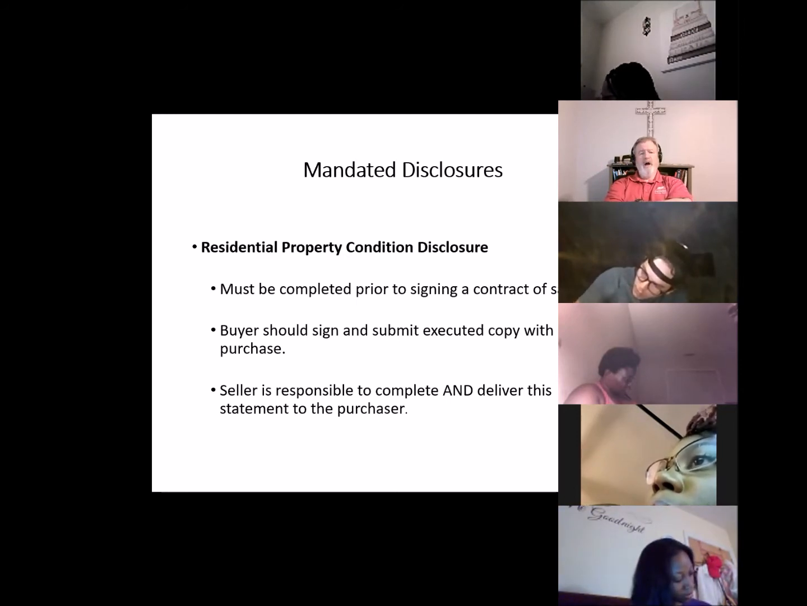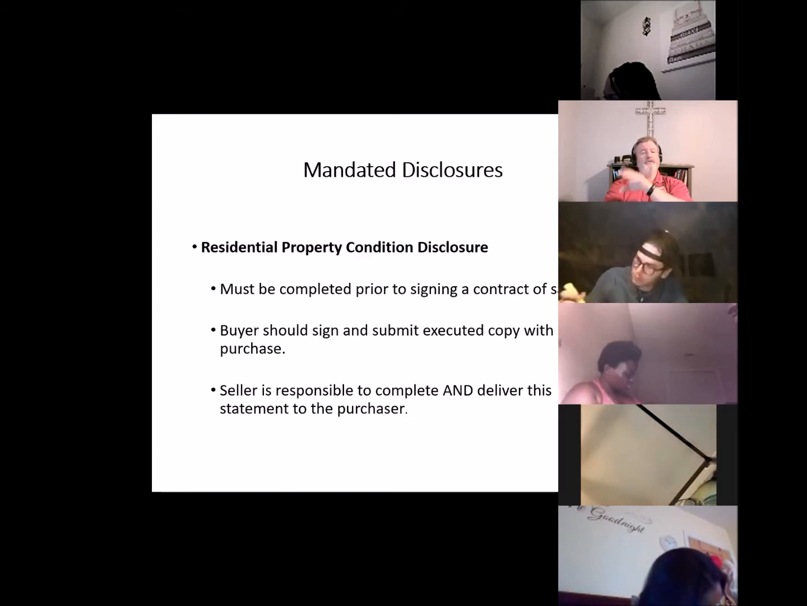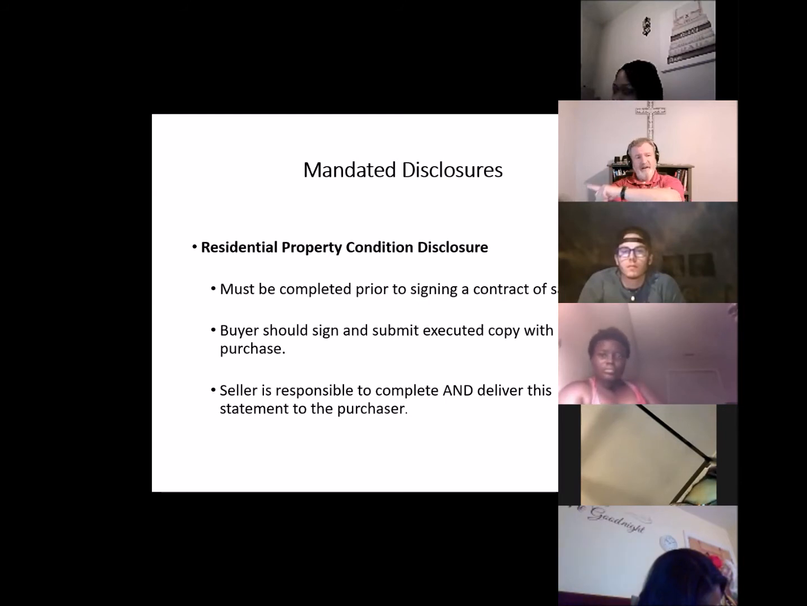Who is responsible for actually filling out the form? Answering all the questions. Who? The seller? The seller. Okay. Now, assuming the seller lists their house for sale with an agent, who is responsible to make sure the buyer gets a copy of this disclosure from the seller? The agent?